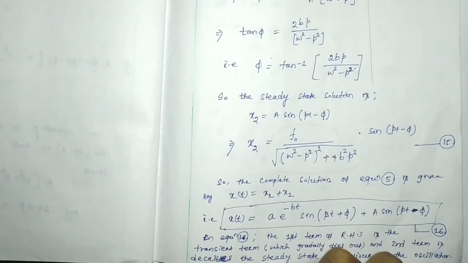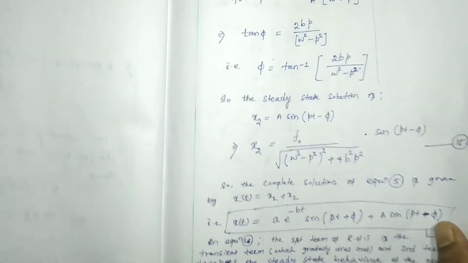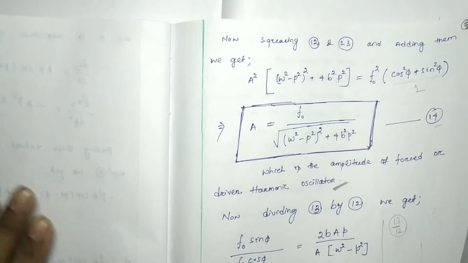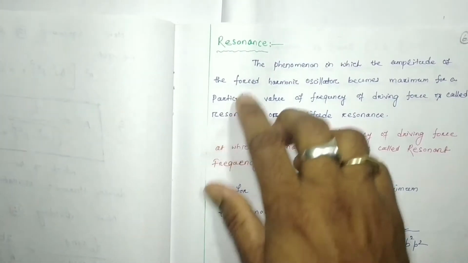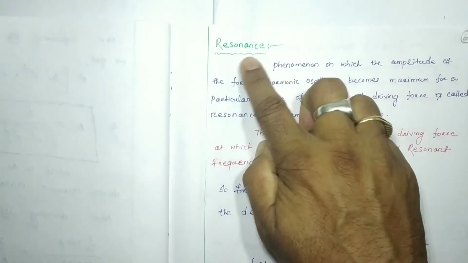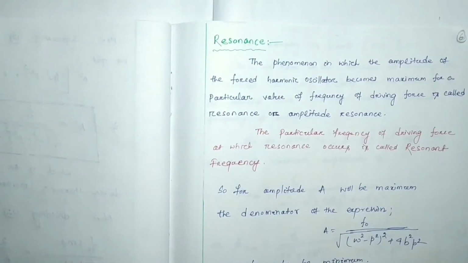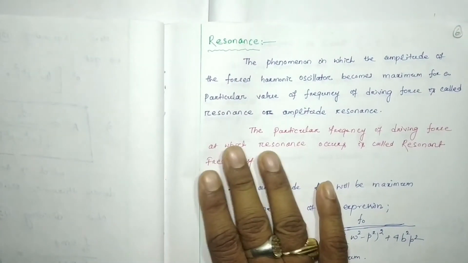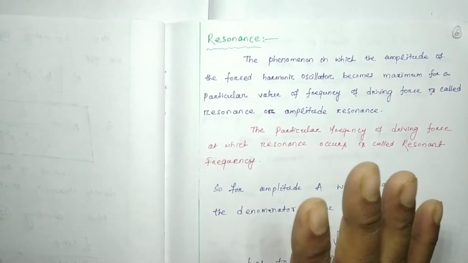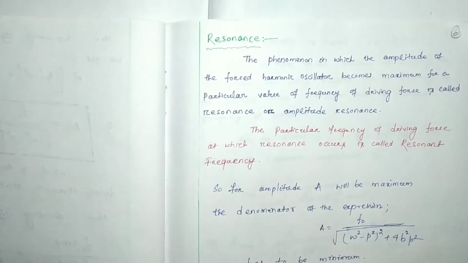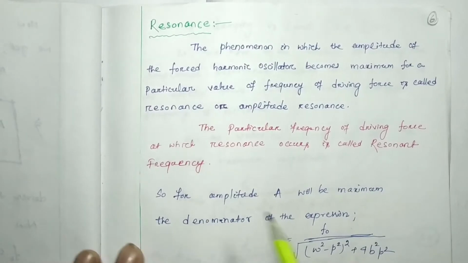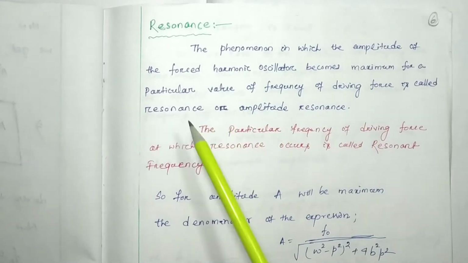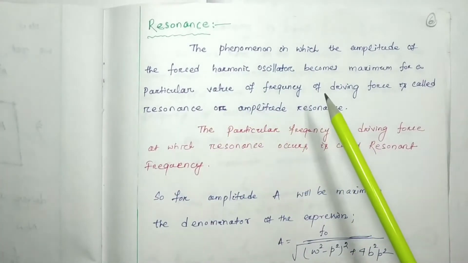Now we have to go for a new section of the forced harmonic oscillation, that is resonance. This is one of the important sections of forced harmonic oscillation. First, I'm reading whatever I have written here, then I'm going to explain.